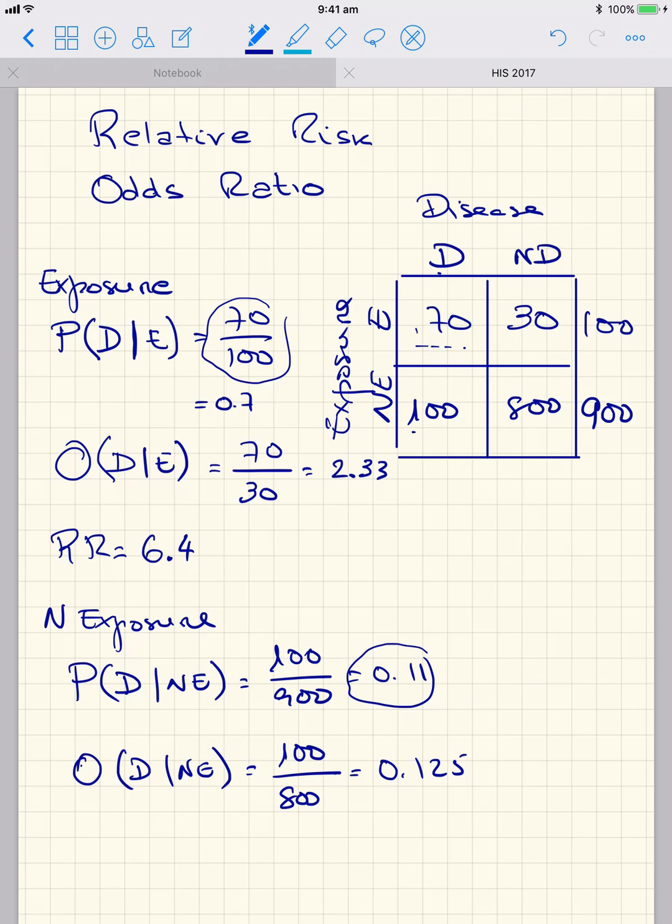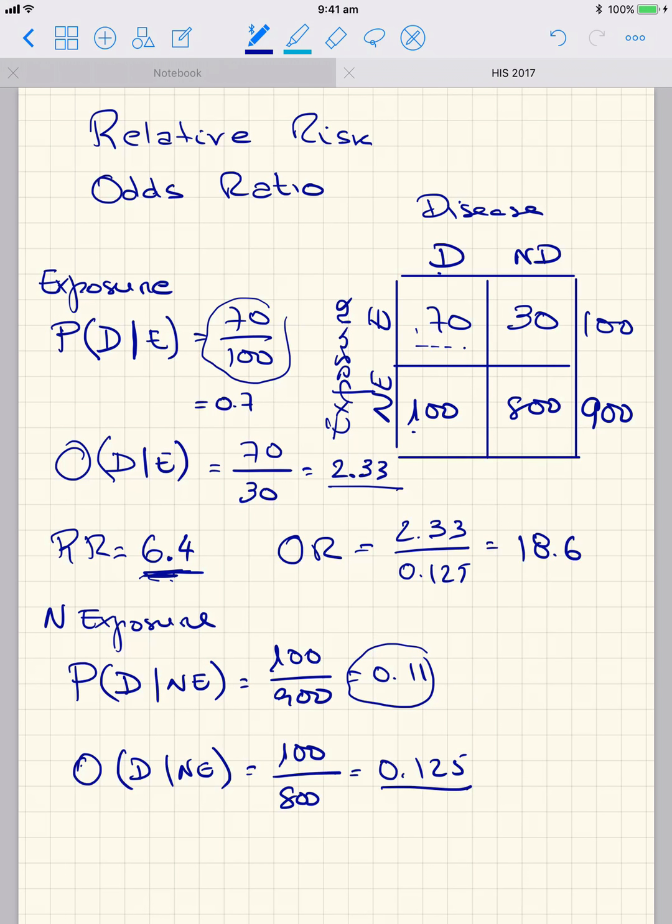The odds ratio, on the other hand, is going to be the ratio of these two values. So 2.33 divided by 0.125, and this is rounded 18.6.